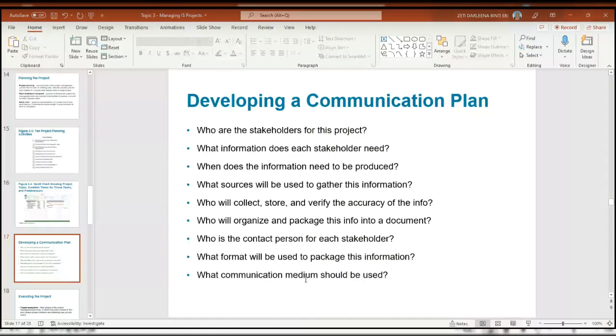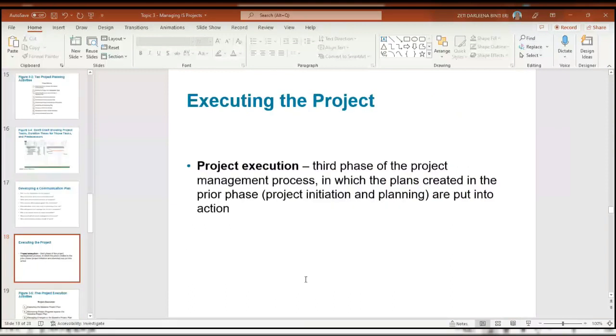So the third phase is executing the project. Project execution is the third phase of the project management process, in which the plans created in the prior phase, dua fasa sebelum ni, project initiation and planning, are put into action. So when we have dah ada layout, dah ada Gantt chart, yang mana we have layout all of the activities and tasks, and also the role of the team member. So it's time to get the project started, execute.